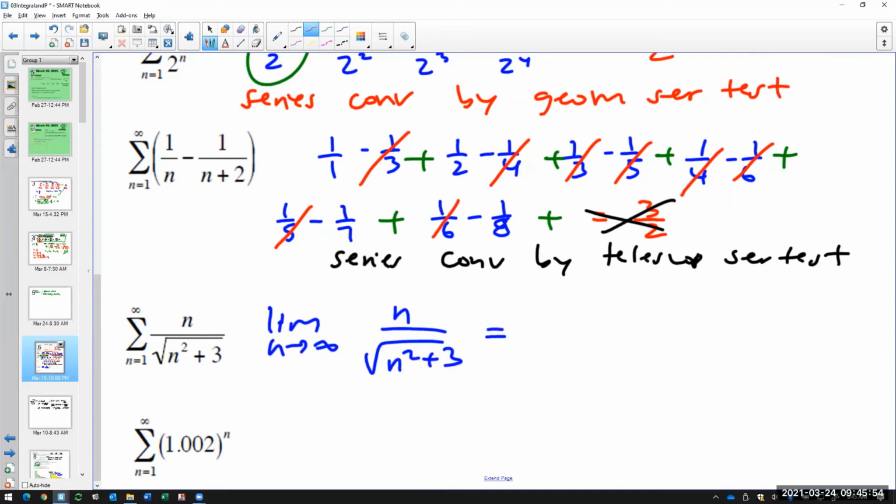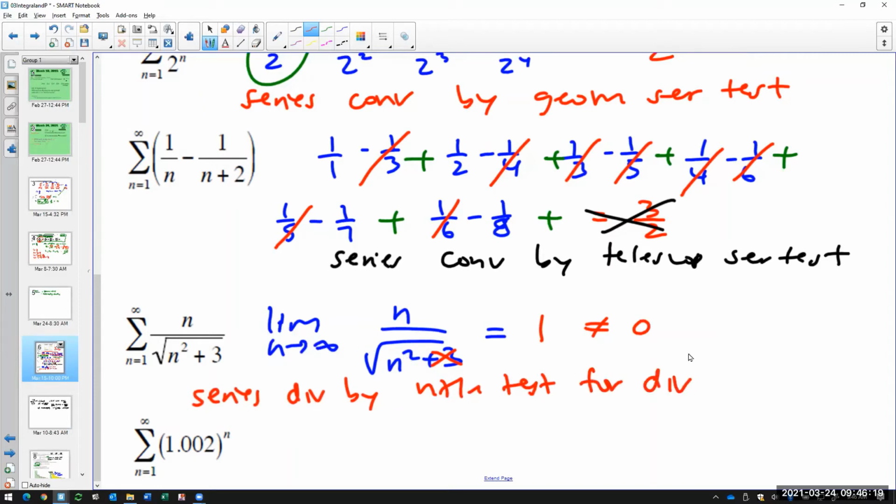Do you guys see that the 3 is negligible, right? What is the square root of n squared? n. So what's n over n? 1, okay? 1 is not equal to 0. So therefore, this series is going to diverge by the nth term test for divergence. And my justification is right up here. That's my justification.